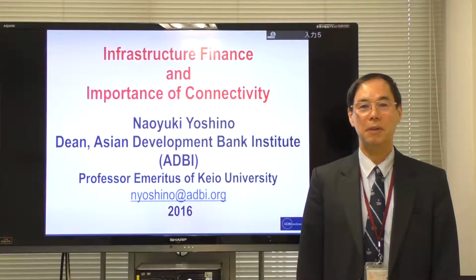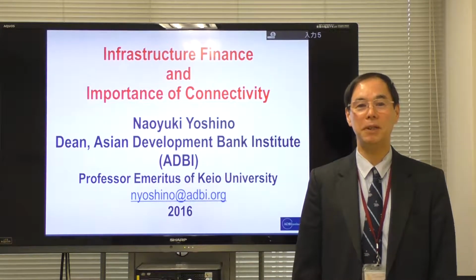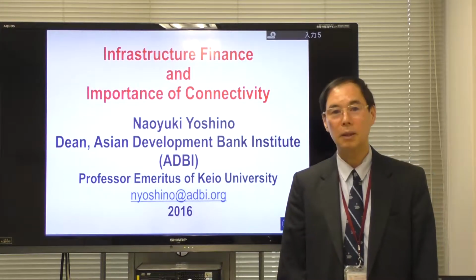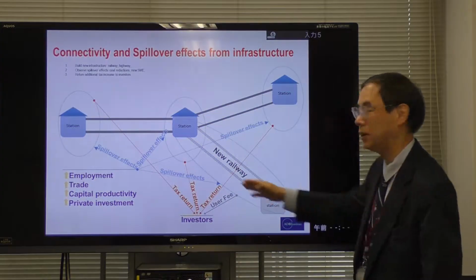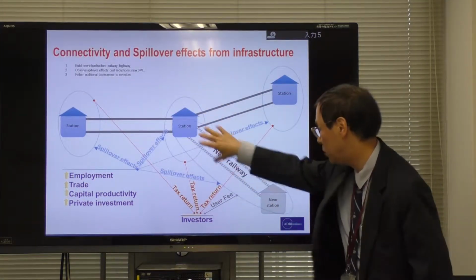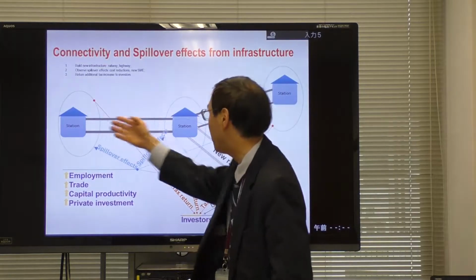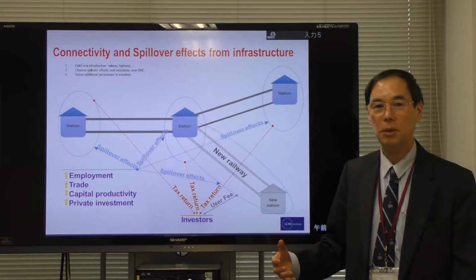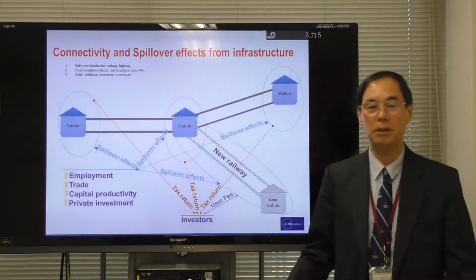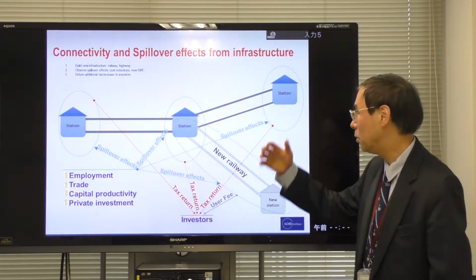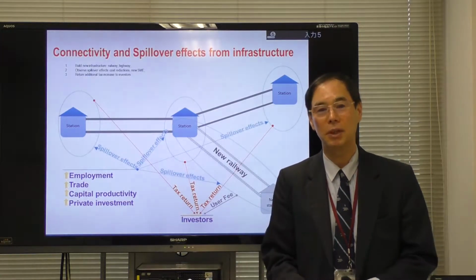Today, I would like to talk about the importance of infrastructure, especially focusing on connectivity and spillover effects. This diagram shows, suppose a railway is completed along these two cities. Then we will see the connectivity between other regions is very important, not only just producing this railway. Connectivity is very important in infrastructure investment, and that applies not only to domestic connectivity, but also across nations.